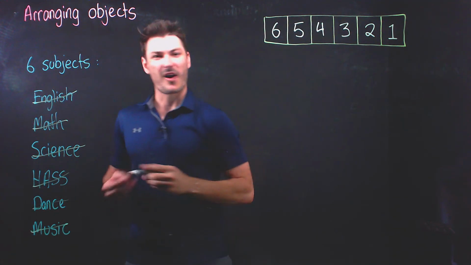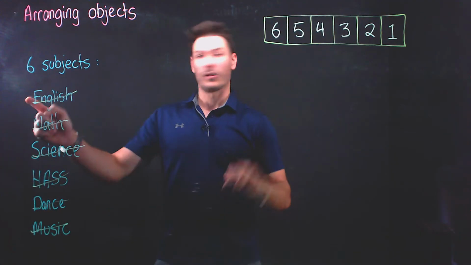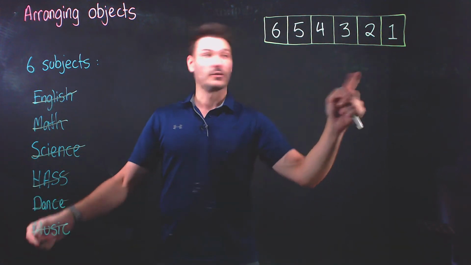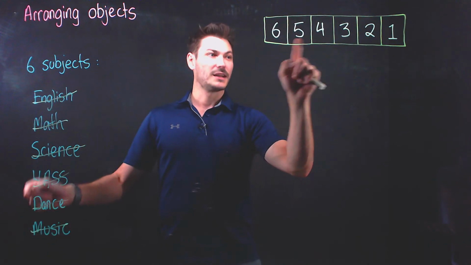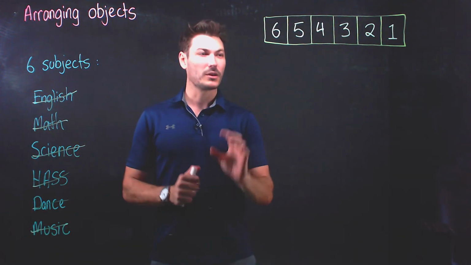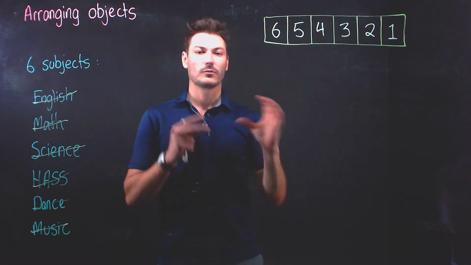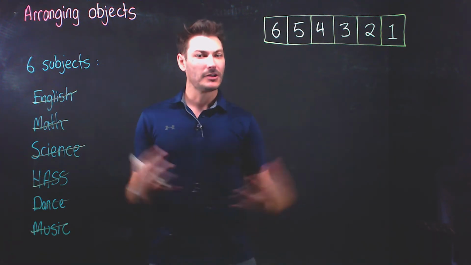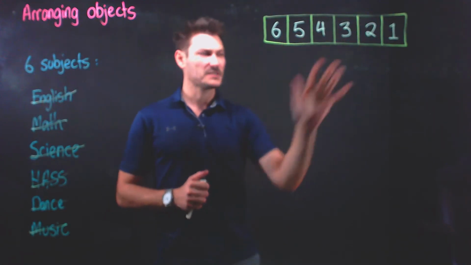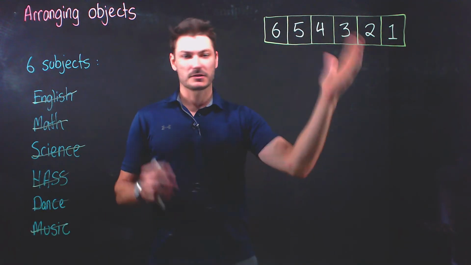Keeping in mind, I could have picked them in any order. I could have gone English, then maths, then science, then HAS, then dance, then music. I could have gone the opposite way: music, then dance, then HAS, then science, maths, and English. It doesn't really matter. The point is, these are the orders of your things, and what we're going to be doing is considering arrangements as a selection of individual selections. So 6 ways to pick the first, and so on.